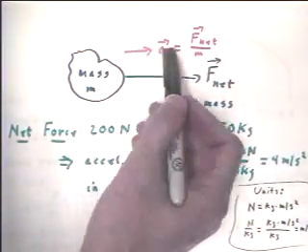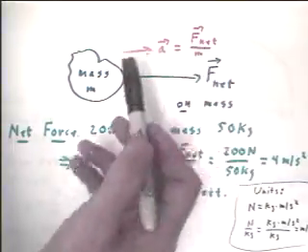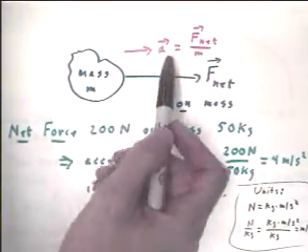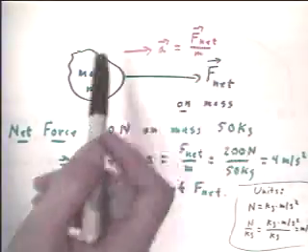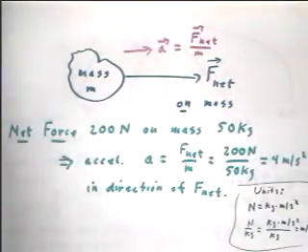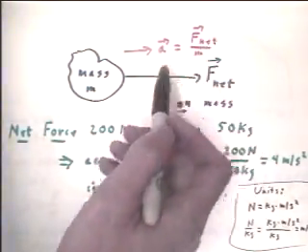The acceleration and the net force are vectors. They have magnitude and direction, and the direction of a is going to be parallel to the direction of F net. The acceleration will be parallel to the net force.